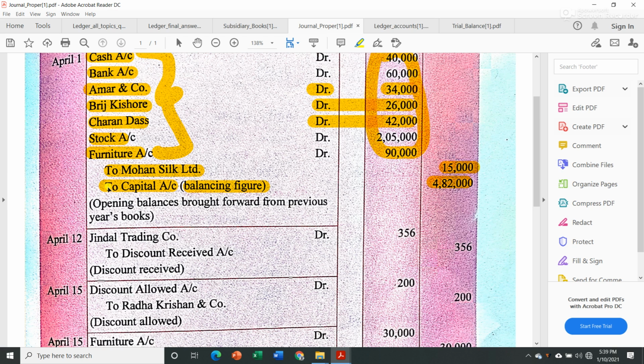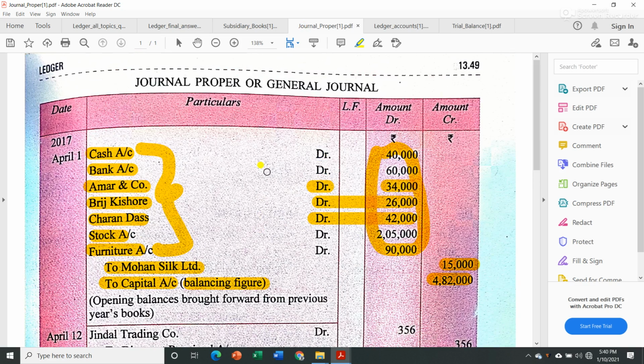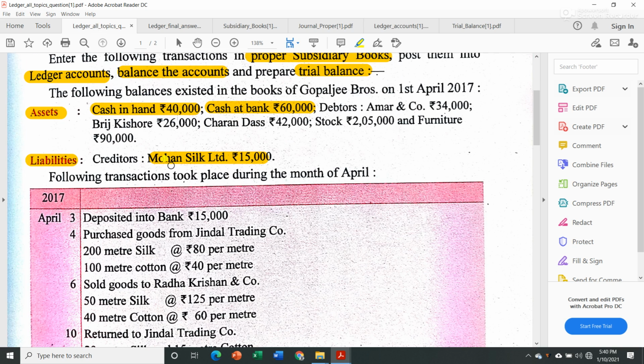Then next in the journal we have the capital account, that was our balancing figure, and it is also showing a credit balance of 4,82,000. So in the ledger account also we will write By Balance Brought Down, 4,82,000, on the credit side of the capital account. Now the opening entry is finished. Now let us see the next transaction.